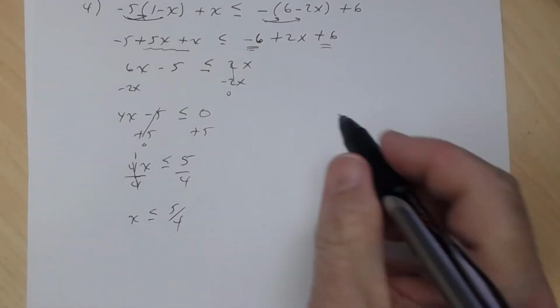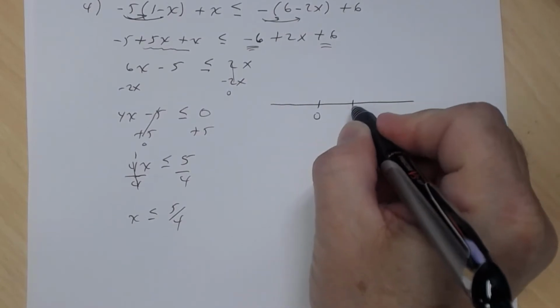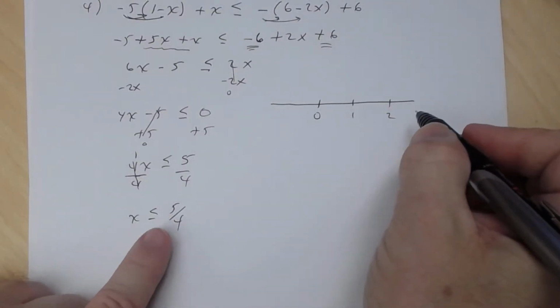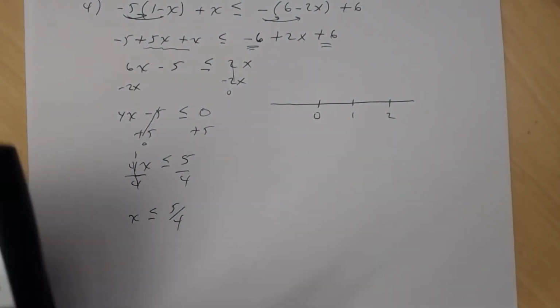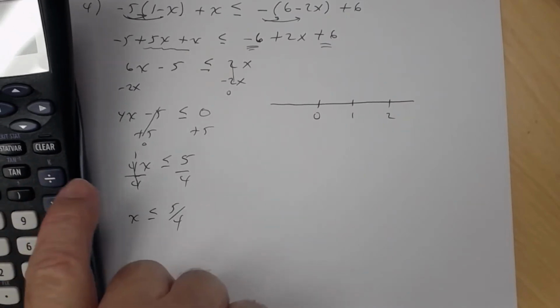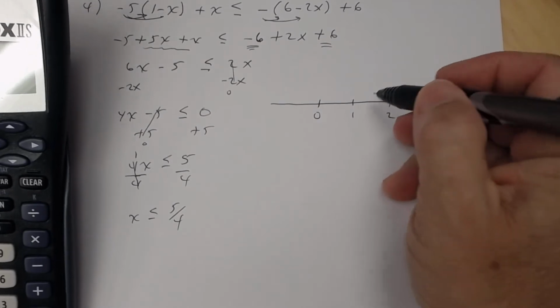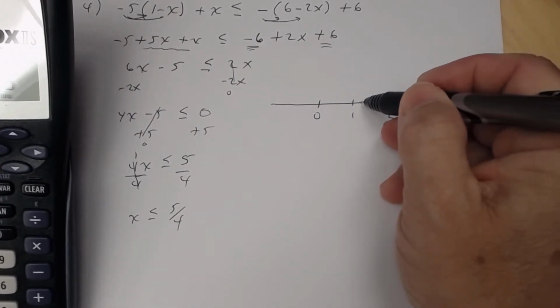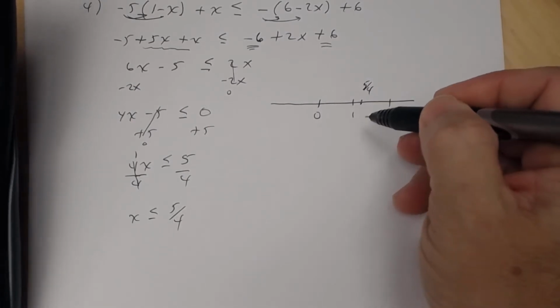Okay, now the graph. If this is 0, this is 1, this is 2. 5/4, if you use your calculator, 5 divided by 4 is 1.25. So that's close to 1. Let's say it's here. So this is 5/4 right here. So let's put 5/4 right here.